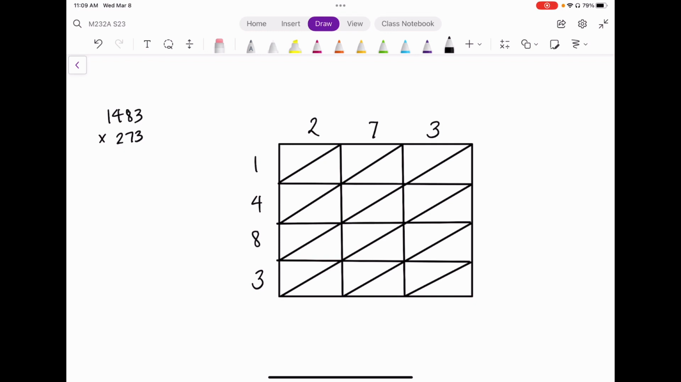And then I multiply each of the individual pieces. 2 times 1 is 2. I put a 0 in the upper portion because that represents the tens place. 1 times 7 is 7. 1 times 3 is 3. 2 times 4 is 8. 4 times 7 is 28. So I write the 2 up top and the 8 down low. Tens digit up top, ones digit down below.